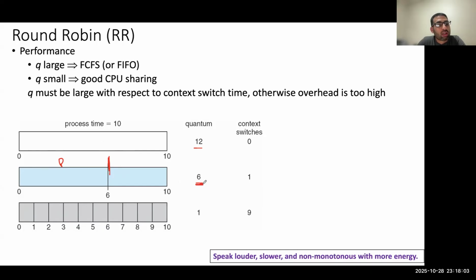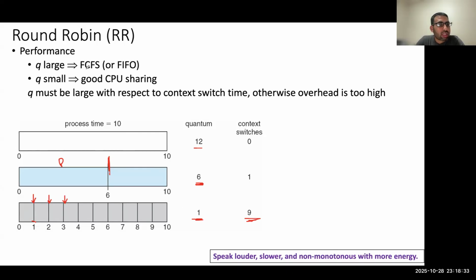Now, if you go to the extreme case where you make the quantum value 1, not extreme case, but make it too small, let's say reduce it 6 times. So what will happen? After every 1 time unit, your scheduler will kick in and check, okay, is there any other process? Is there any other process? Even if there is not any other process, still there will be context switches, right? And you will have 9 context switches here. And after 9 context switches, your single process will complete its execution.